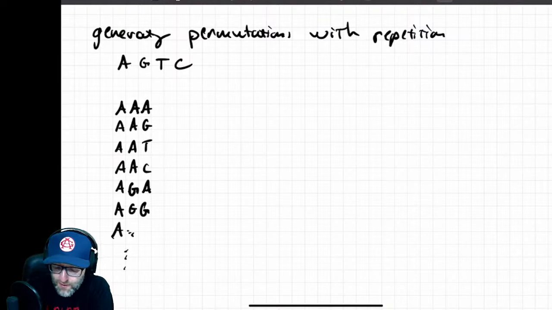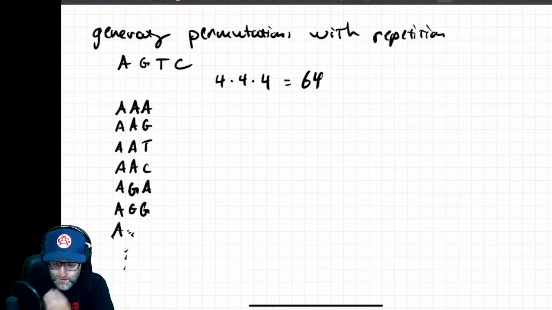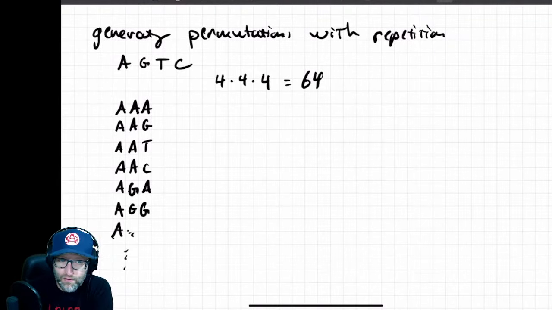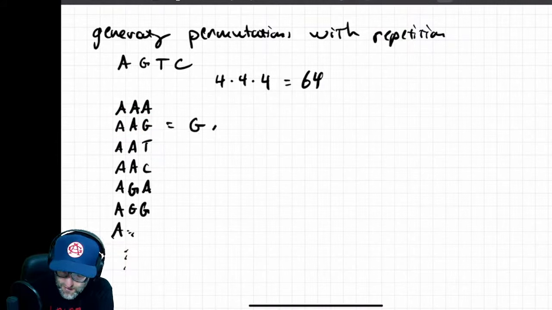Why? Because for the first one, you could have 4. For the second one, you could have 4. For the third one, you could have 4. And that's going to be 64 possibilities there. There are 64 possible trigrams. Many of them will translate to the same protein or amino acid. Yeah, that's proteins. But you get the idea. You're allowed repetition here. This is an arrangement. AAA or AAG is not the same thing as GAA, right?